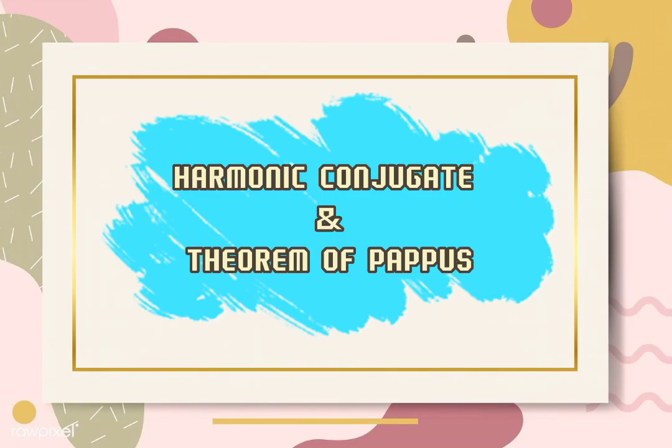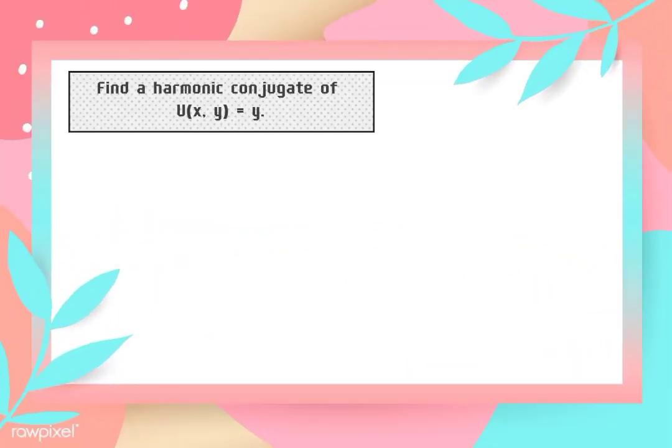In this video, I'll be sharing with you what I learned in hyperbolic geometry. To find a harmonic conjugate of u(x,y) = y, let's go ahead and work it out. So it's asking us for a harmonic conjugate of u(x,y) = y.